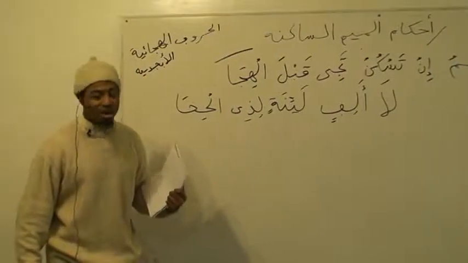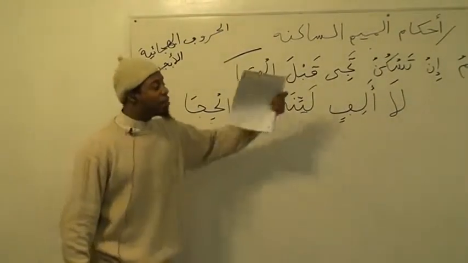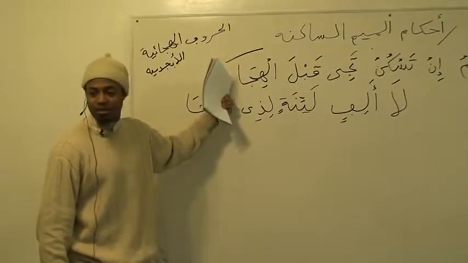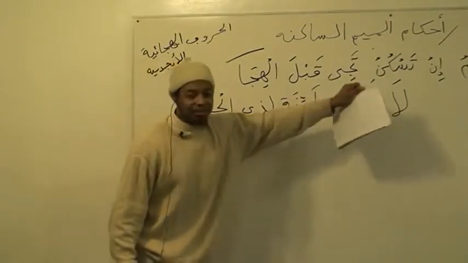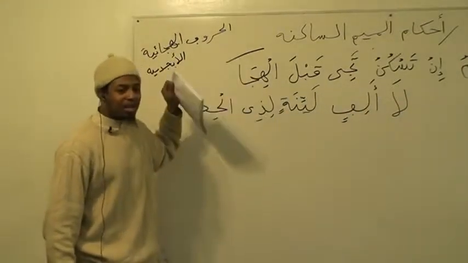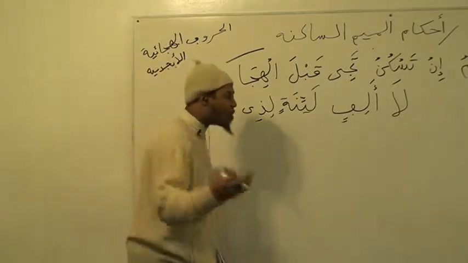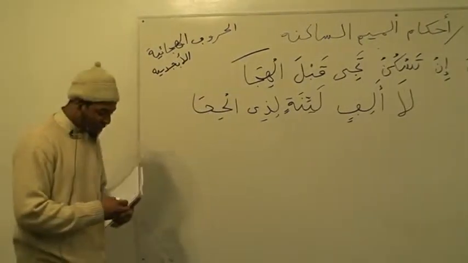That's what he's saying. The meem comes sukoon before every letter in the alphabet. This is what the line means. Say it again. What this line means, "wal mimu in taskun taji qabla al-hija," is that when the meem comes sakin, it will appear before all the letters. Why is it important that he makes this point?